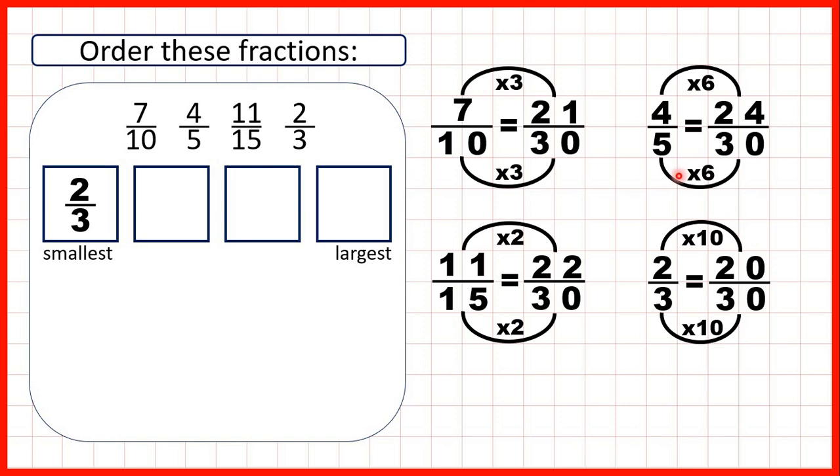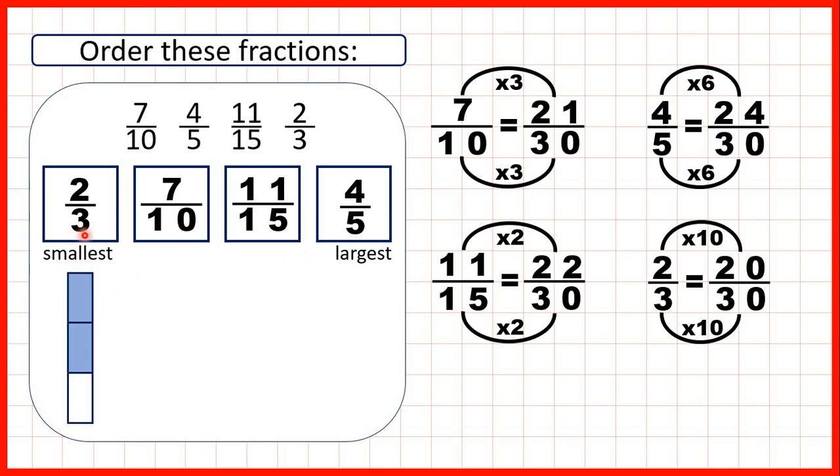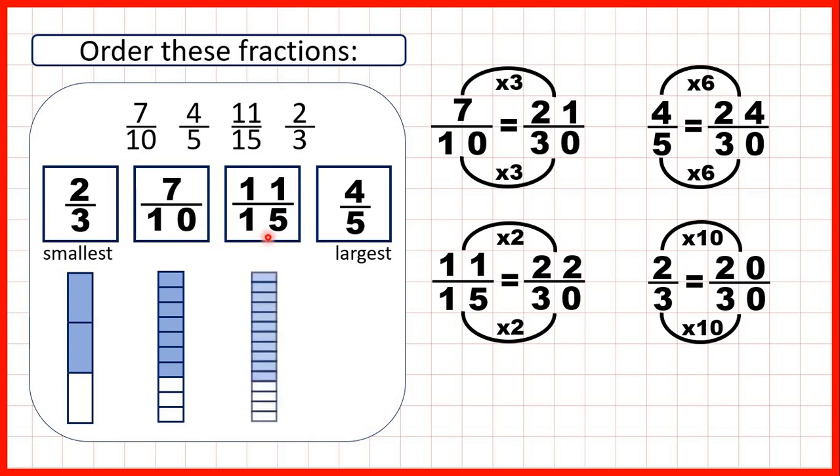So next smallest will be 21 over 30, and that was equivalent to 7/10. Then 22 over 30, so 11/15, and our largest fraction is 24 over 30, so that's 4/5. To show the fraction bars, we had 2/3, 7/10, 11/15, and 4/5.